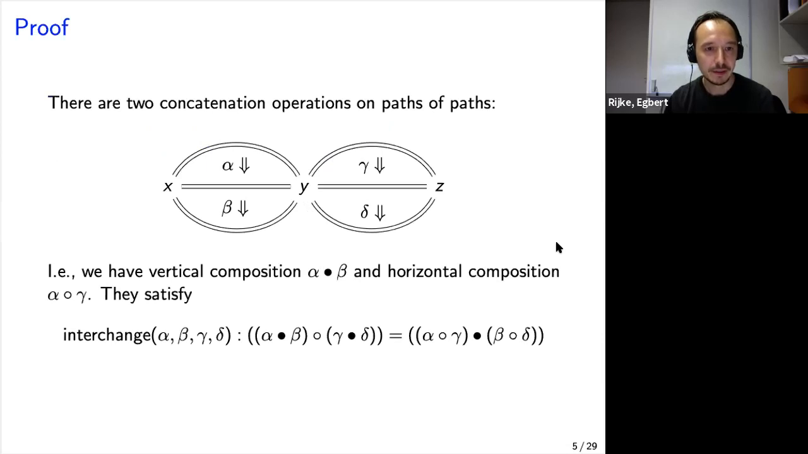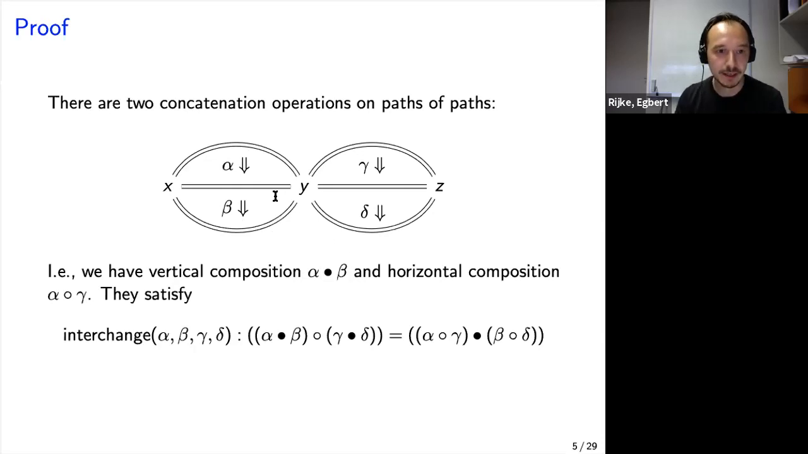So first, we recall that in the second identity type, there are two ways to concatenate paths. One would be, can you see my mouse wiggling here? Okay, great, then I can point. Okay, so one way to concatenate them is in the ordinary way. You have alpha and beta. They are composable because the codomain of alpha is the domain of beta, and so you have alpha beta.